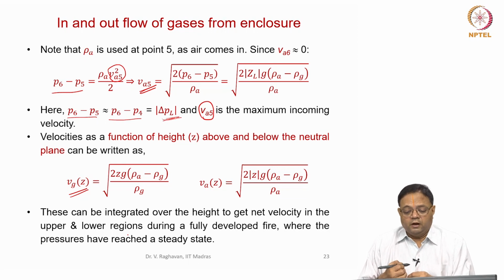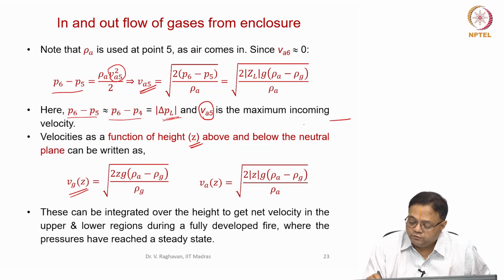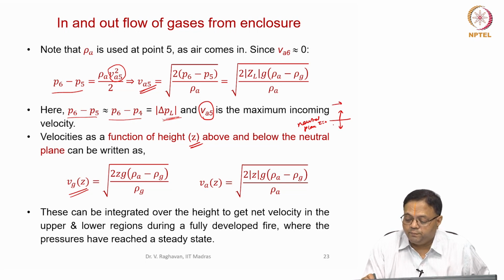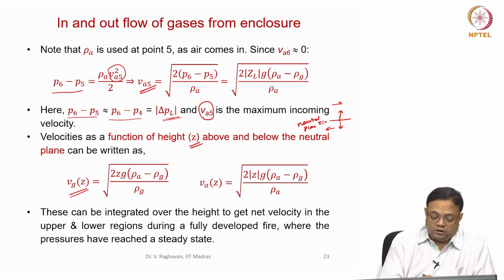So now let us say Z is the direction. This is the neutral plane where I put Z equal to 0. Positive direction is the upper part where the flow goes out. Negative is the lower part of the neutral plane where the flow comes in. Now I can say that the velocity of the gas as a function of Z above the neutral plane can be written as the square root of 2 Z G into rho A minus rho G by rho G. This is the outgoing velocity.